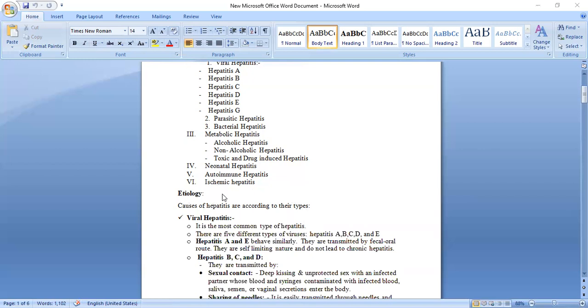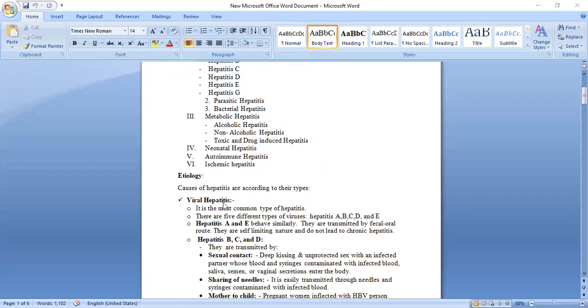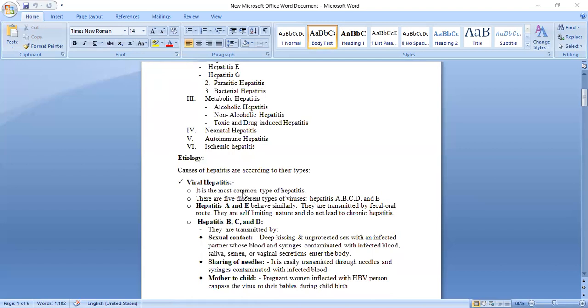Now see the etiology, the causes. These are the types, and the causes are according to the types. We will see one by one. First, viral hepatitis. It is the most common type of hepatitis. There are 5 types of viruses: hepatitis A, B, C, D, and E. And G also is there.